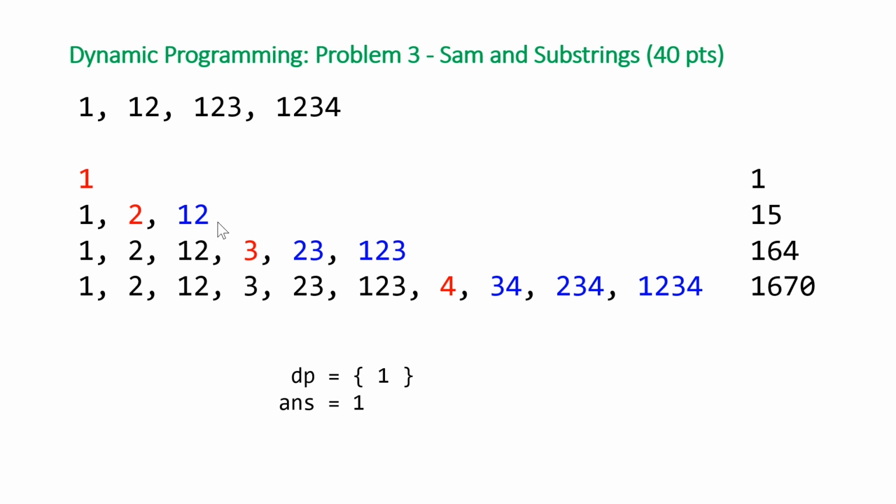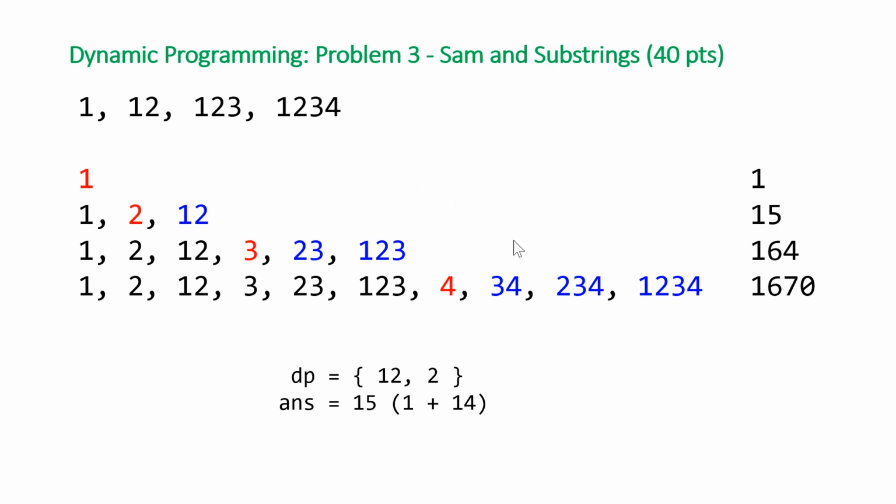When we come down to 12, so we're adding the digit 2, we're going to multiply every number in our vector called dp by 10. Then we're going to add our digit to each of those, which is 2, which is going to give us 12. And then we're going to push back just the digit itself, 2. Then we're going to sum all these up. 12 plus 2 is 14. And then we're going to add that to our answer and get 15. So that's how you get 15 for 12.